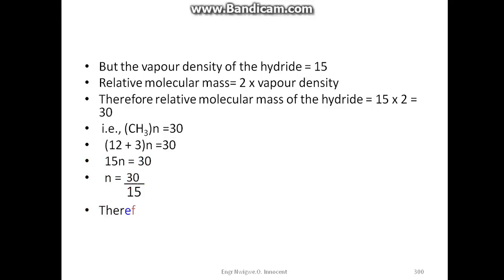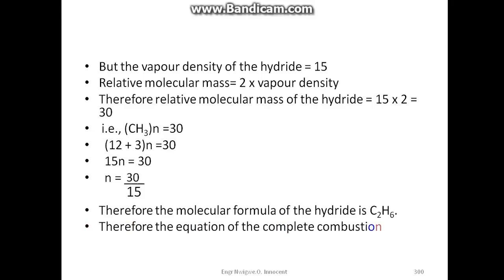Therefore, the molecular formula of the hydrocarbon is C2H6. Therefore, the equation of the complete combustion of C2H6 is 2C2H6 plus 7O2 to give 4CO2 plus 6H2O.